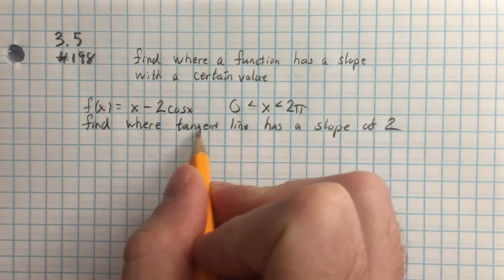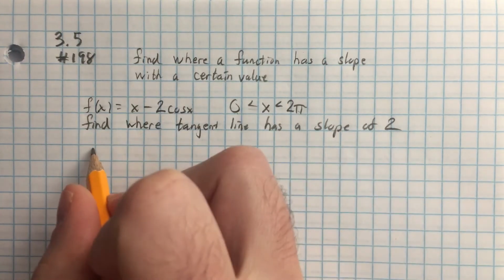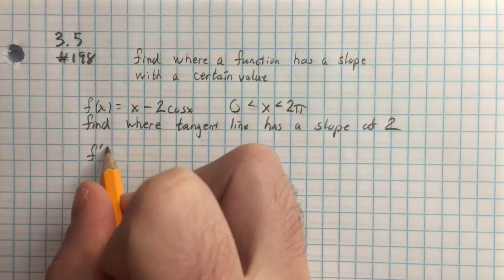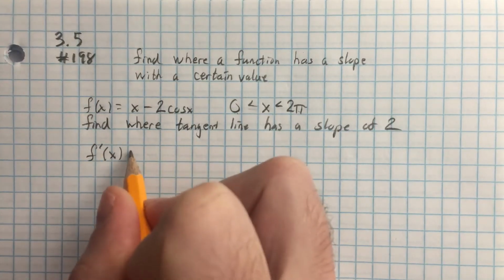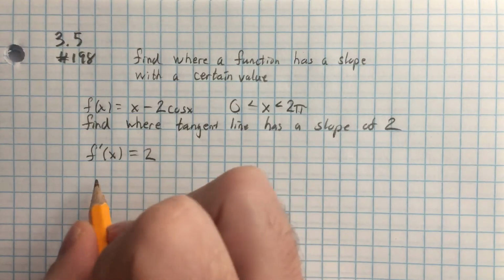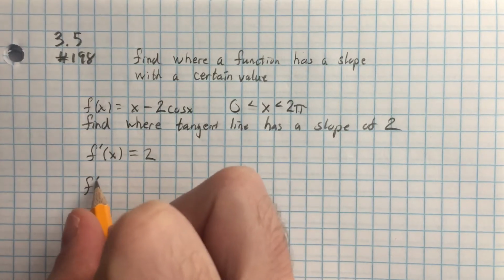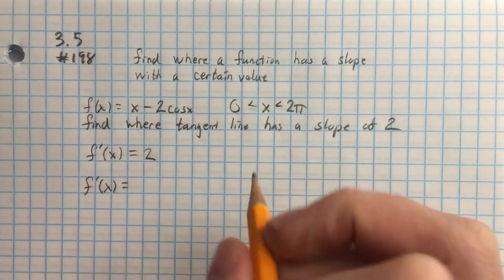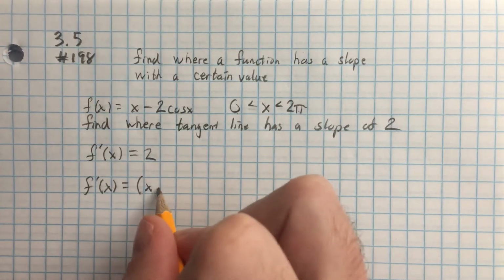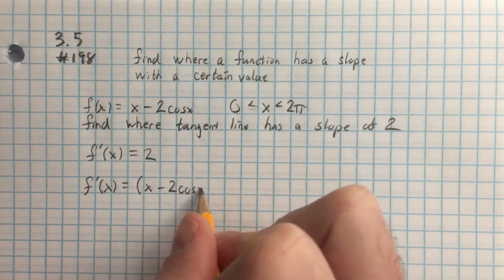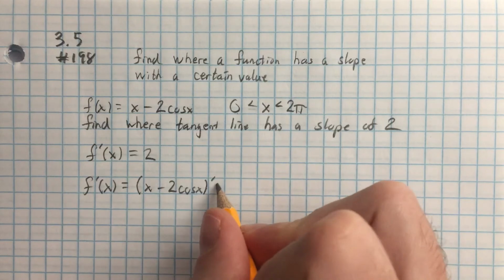We're supposed to find where the tangent line has a slope of 2. So tangent line slope, i.e. slope of the curve, is going to be equal to 2. So therefore we need f prime to be equal to 2. f prime is x minus 2 cos x, prime.